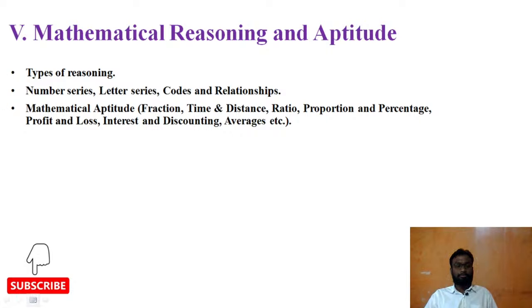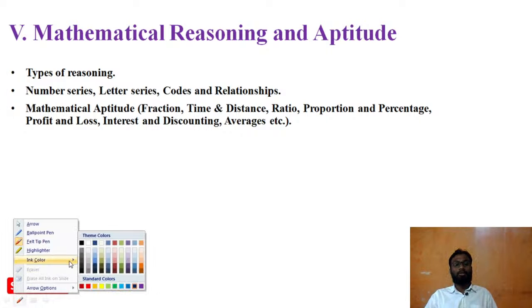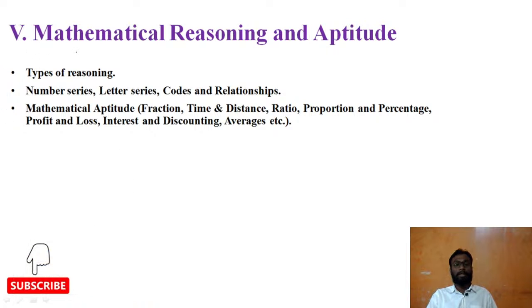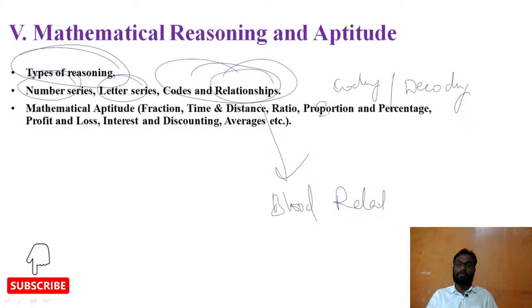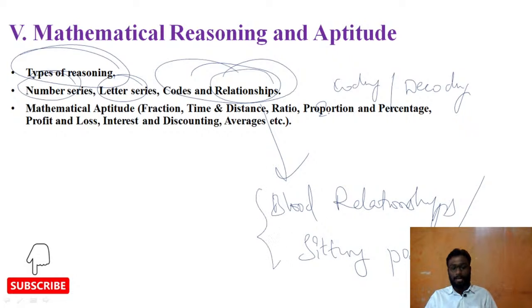In mathematical reasoning you will be getting some types of reasoning. What are they? We will have number series, letter series, codes and relationships, including coding and decoding. Relationships include blood relationships and sitting positions. These kinds of questions are generally asked as part of relationships.